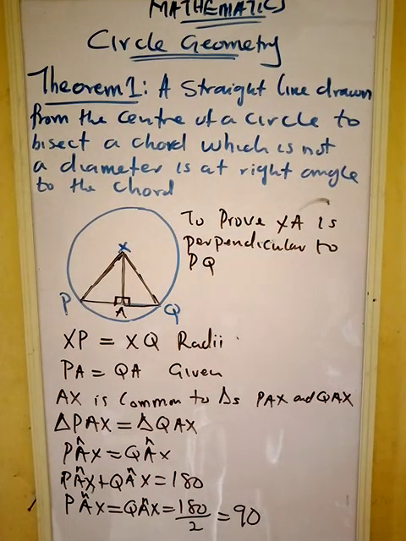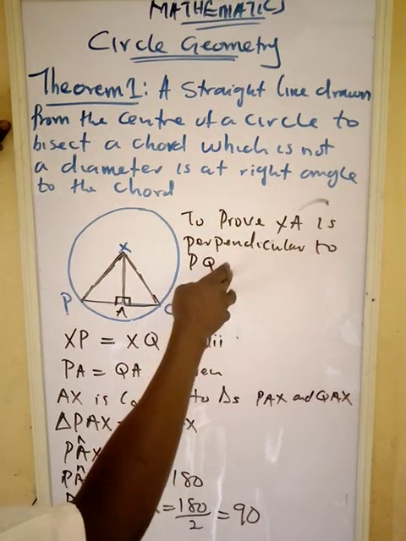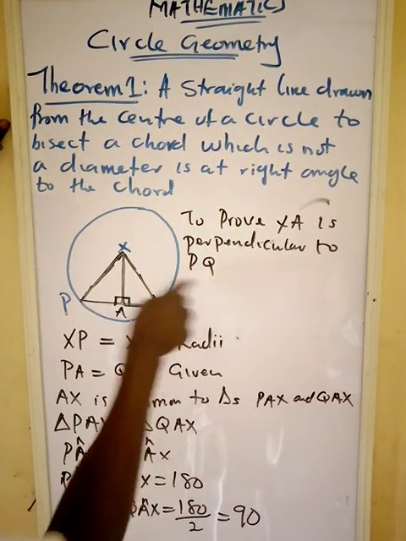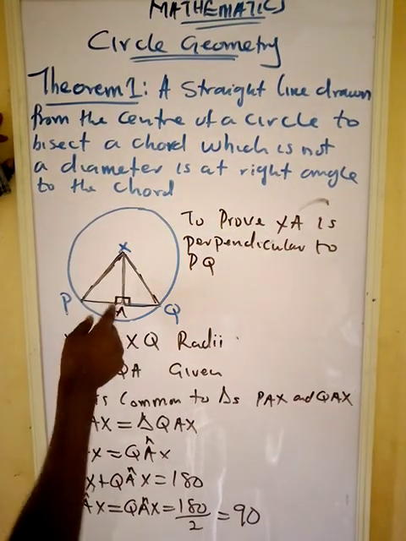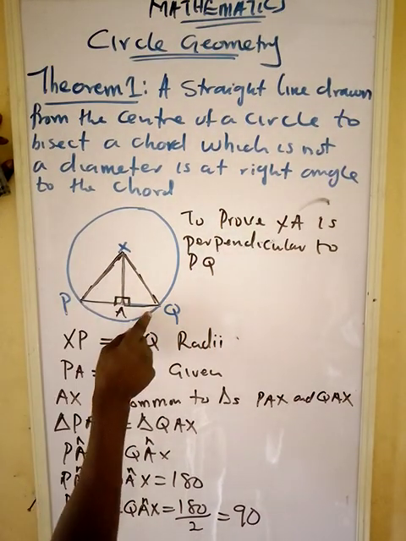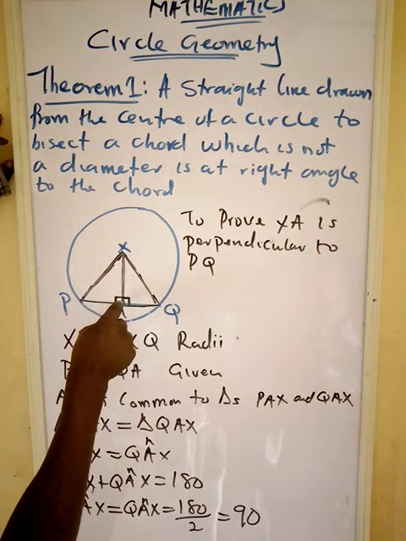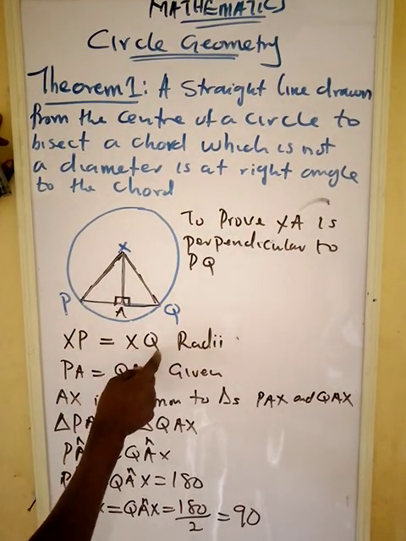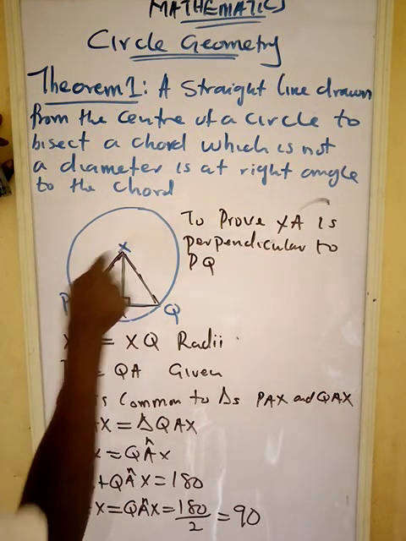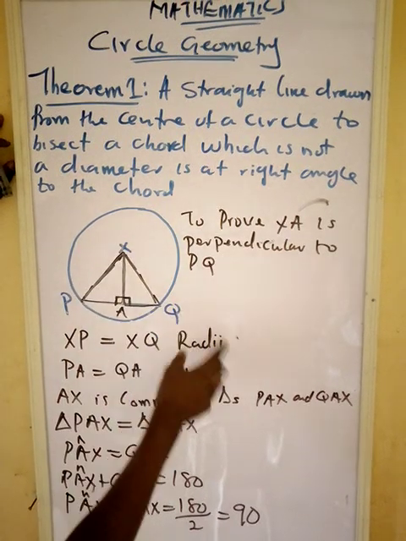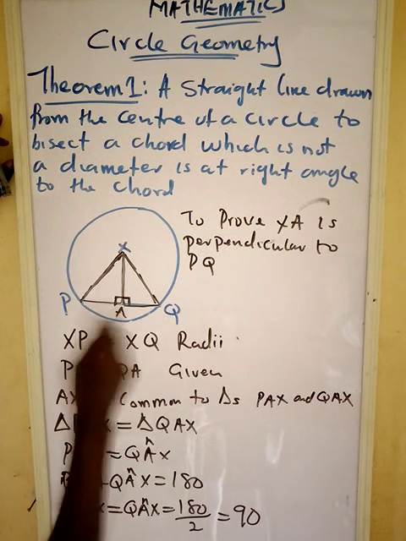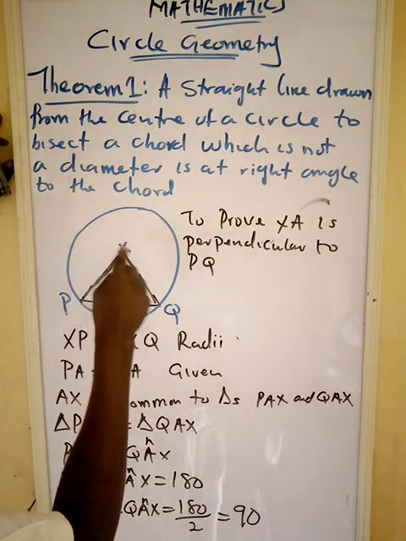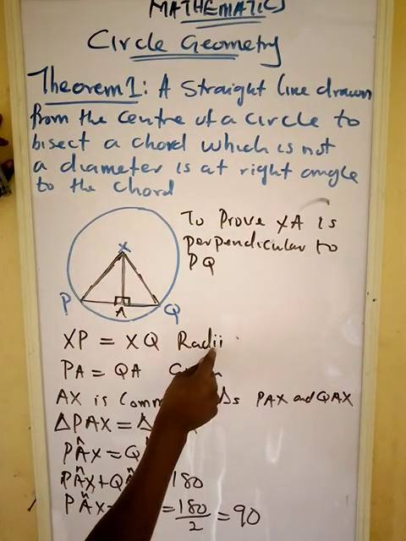Let me come again. We want to prove that AX is perpendicular to QP, and if this is perpendicular to QP, that means it can divide this chord into two parts, which is 90 degrees. Now SP is equal to what? SQ, which is our radii. That is more than one radius. If it is just one line, we have one radius. It is 2, that's why we have radii.